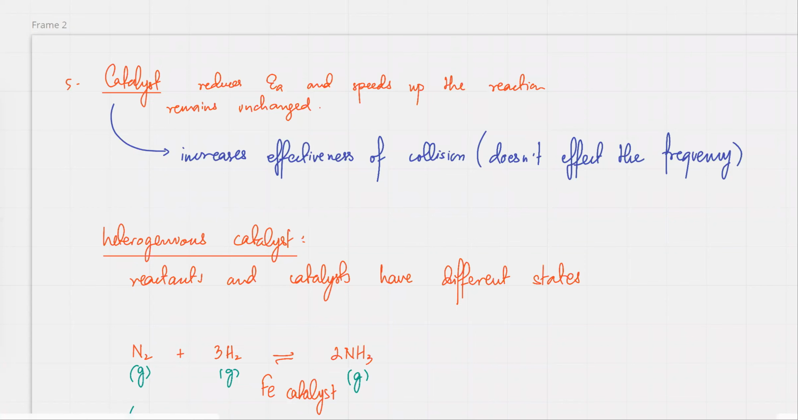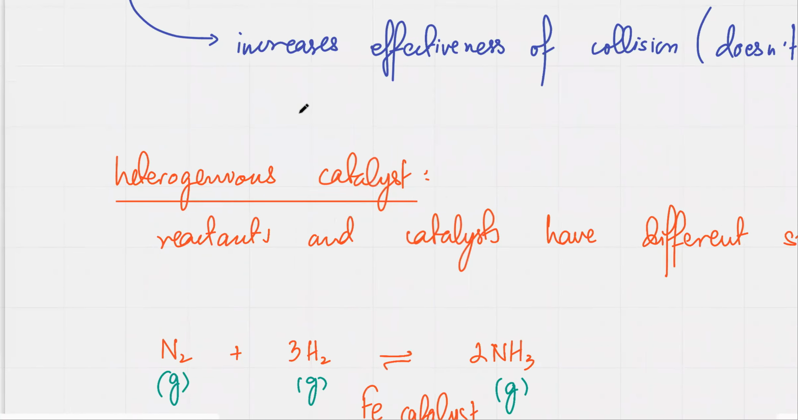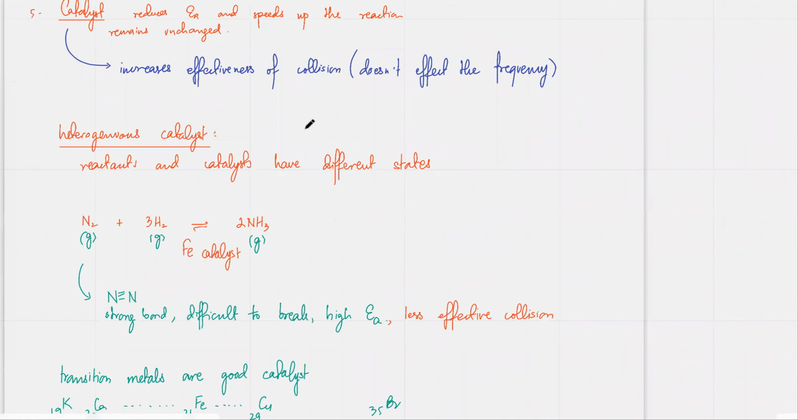And we started talking about heterogeneous catalysts. I told you that reactants and catalysts have different states. That's a heterogeneous catalyst. Like N2 and H2 are gases. Fe is a solid. So Fe being a solid is a heterogeneous catalyst.